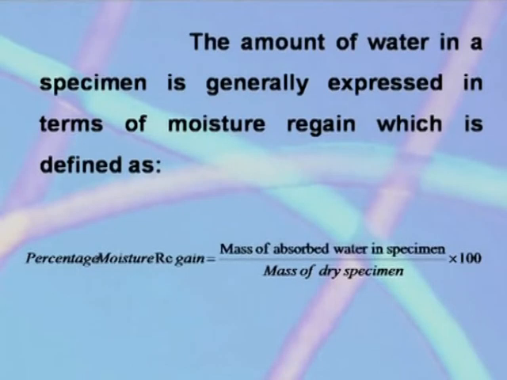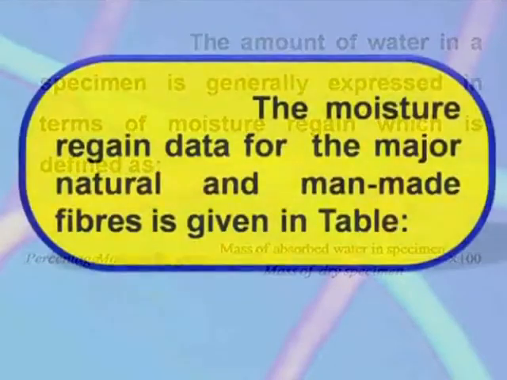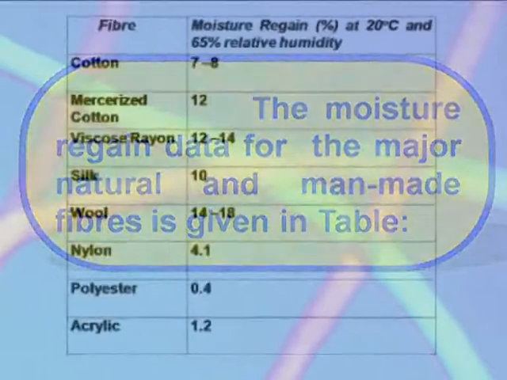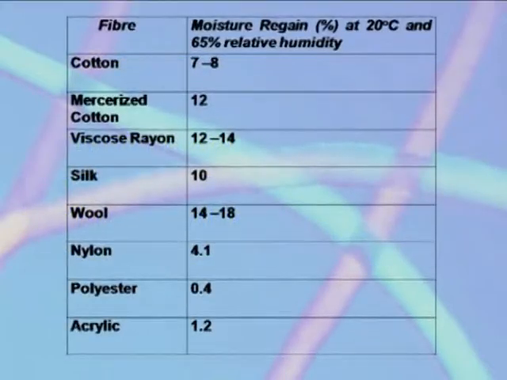The amount of water in a specimen is generally expressed in terms of moisture regain, which is defined as percentage moisture regain equals mass of absorbed water in the specimen times 100 over mass of dry specimen. The moisture regain data for the major natural and man-made fibers is given.